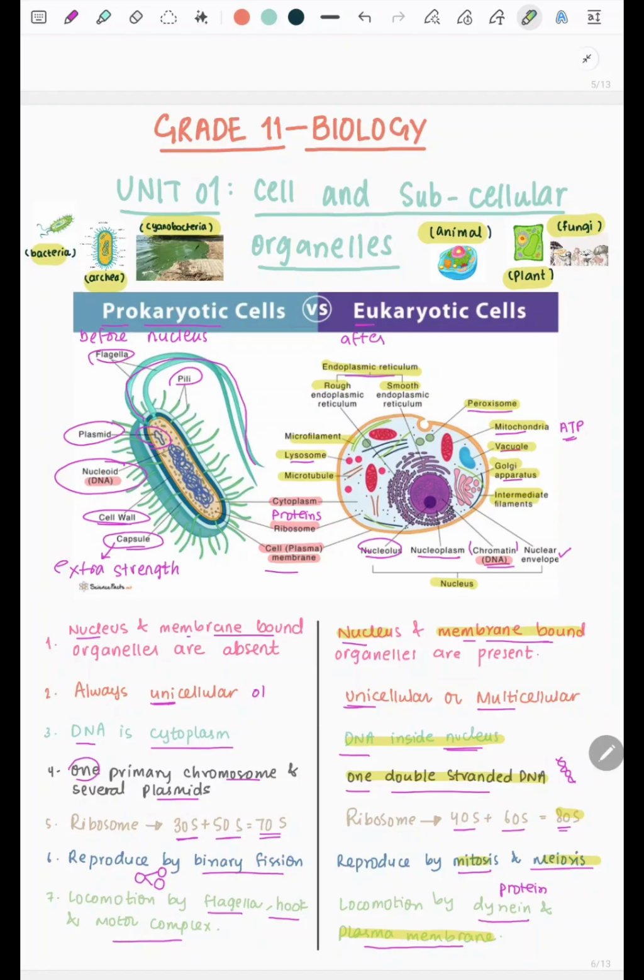Now, to summarize, every living thing on the earth is made up of cells, but they differ from each other because they are made up of different types of cells, that is, the prokaryotic cell and the eukaryotic cell. Prokaryotic cells include bacteria, archaea, and cyanobacteria. The eukaryotic cells include animals, plants, and fungi. DNA, cytoplasm, ribosomes, and plasma membrane or the cell membrane are the common structures of prokaryotic and eukaryotic cells. These cells differ from each other in the nucleus, DNA, ribosomes, reproduction, and locomotion.